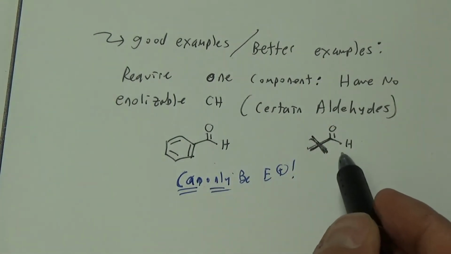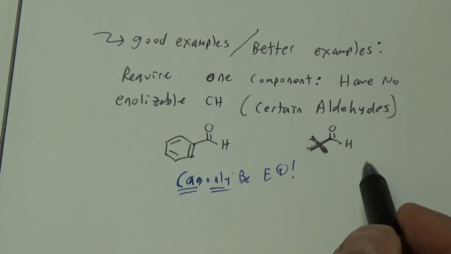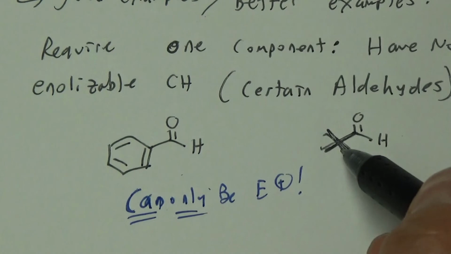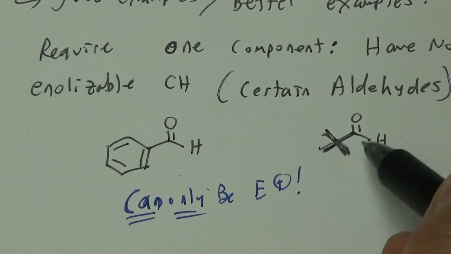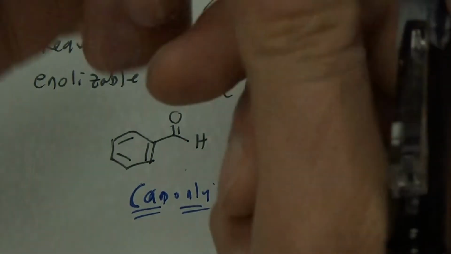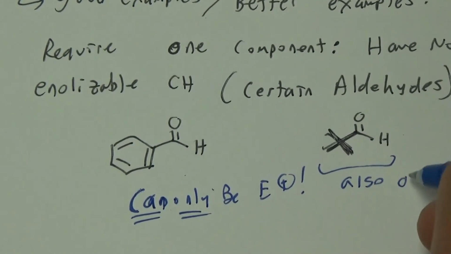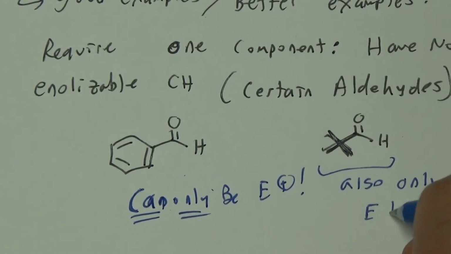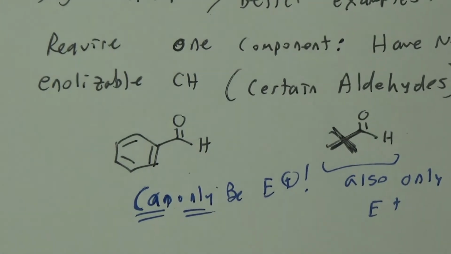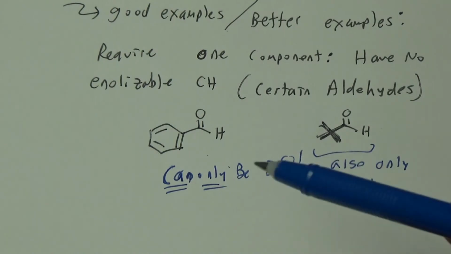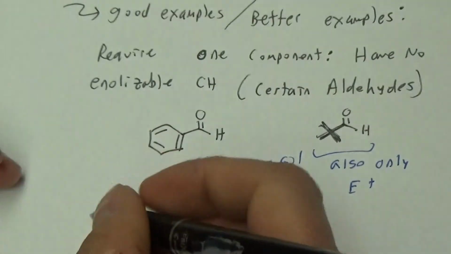This could also be an electrophile, right? Because it's got an aldehyde, it can be attacked. But does it have any alpha CHs? No, those are methyls. Those are all three alpha methyl groups. So this can also only be an electrophile. These kinds of things will help avoid all those many mixed aldol products. Okay, so I'll just show you a couple examples now.